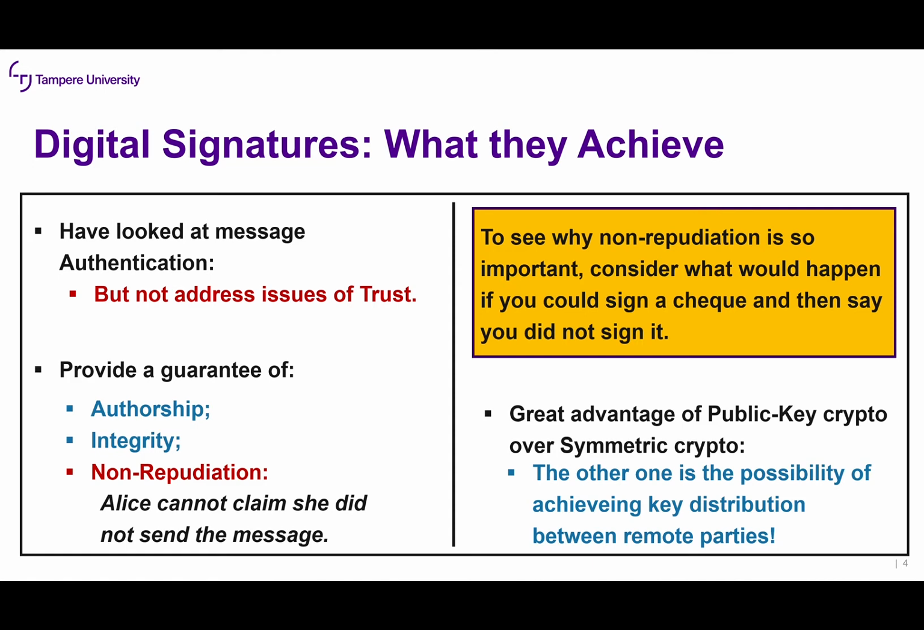Now, this aspect of digital signatures is crucial for legal applications where a recipient may need to prove to a third party, say the bank or a judge, that the signer did indeed certify a particular message. To see why non-repudiation is so important, consider what would happen if you could sign a check and then say you did not sign it. Now, this is a great advantage of public key crypto over symmetric cryptography. The other one is the possibility of achieving key distribution between remote parties. We will see about that in the next video, where we are going to talk about digital certificates.